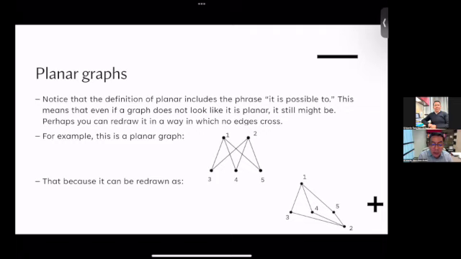If you check the one that is below, all the edges are maintained. It's just that we put the points or the vertices in different places on the plane, and we can see that we can draw it in a way that no edges cross. So this graph is definitely a planar graph. So we have to be careful with that.